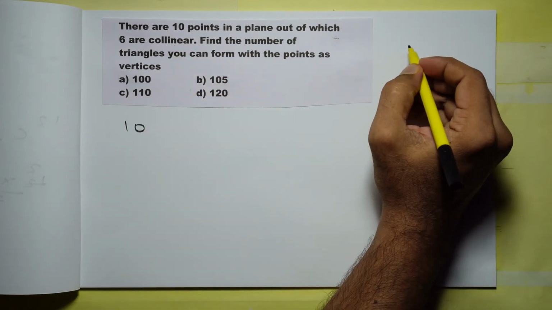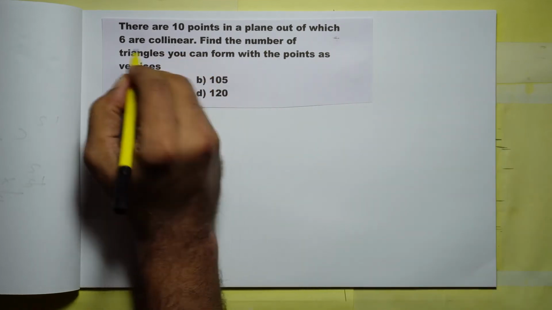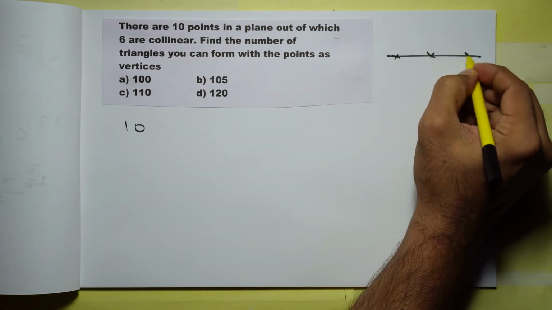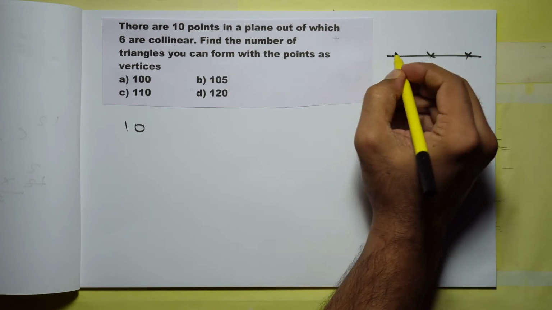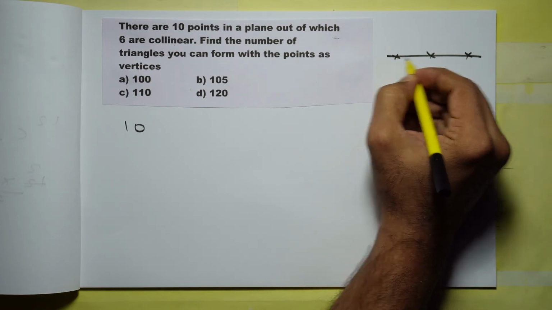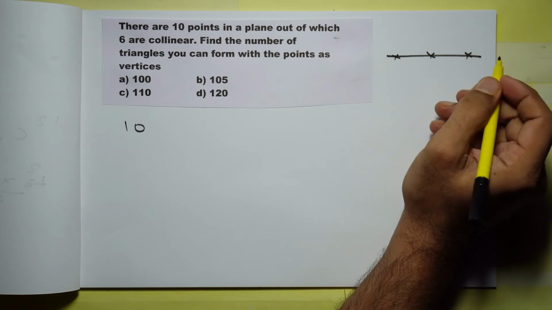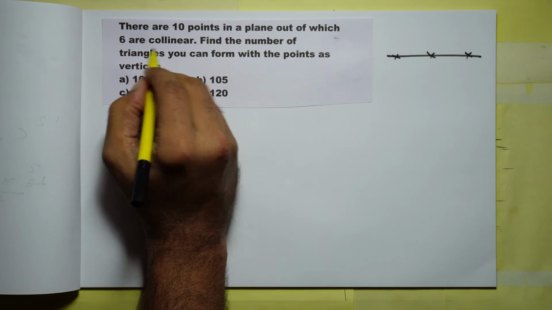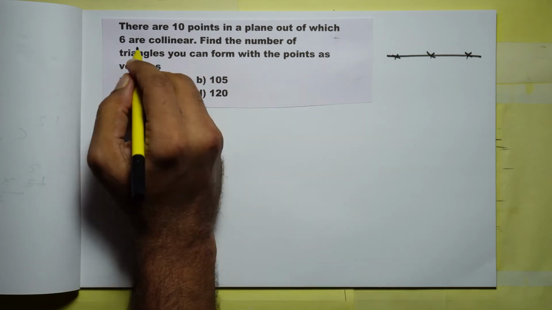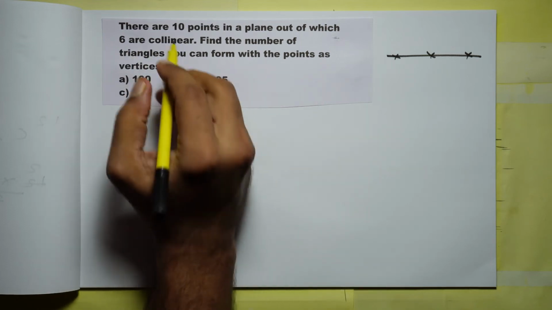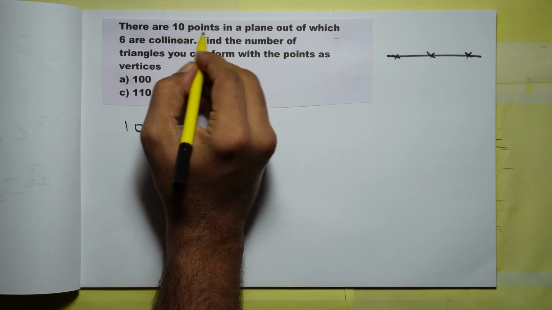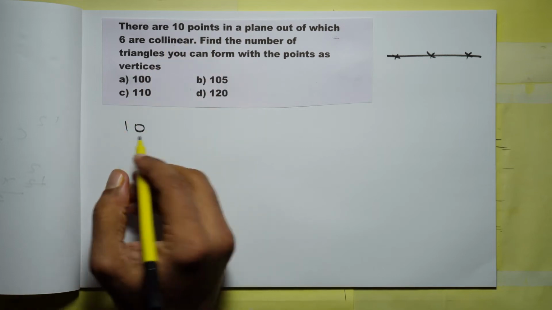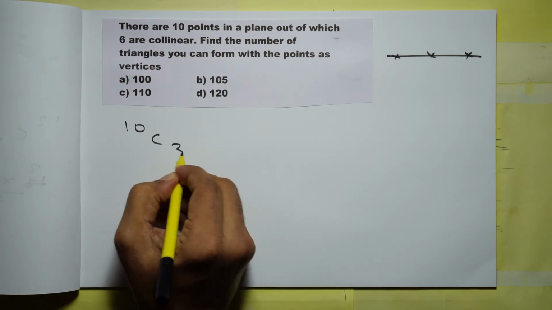So the requirement for a triangle is 3 non-collinear points. So let us say 3 points are there on a line, then they are collinear. If you choose these 3 points, you will not get a triangle, it will only be a straight line. If you choose 3 from these 6 points, you will not get a triangle, because you will get only a straight line, because they are all collinear. So first we will find out the total number of triangles which we could have formed, assuming that no 3 of them are collinear. So from the 10 you can choose any 3.